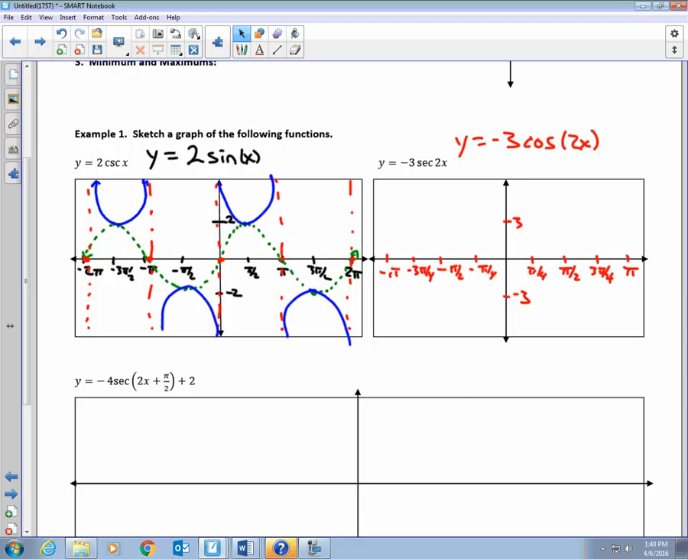There's no vertical shift. So what I'll do is I'll just start by sketching cosine. Is this graph going to start at the maximum, minimum, or middle? It's going to start at the minimum. Cosine starts at the maximum, but because it's negative, it's going to start down at the min.